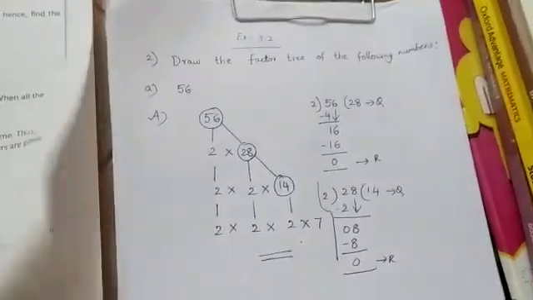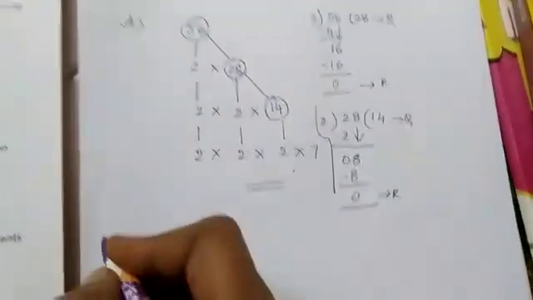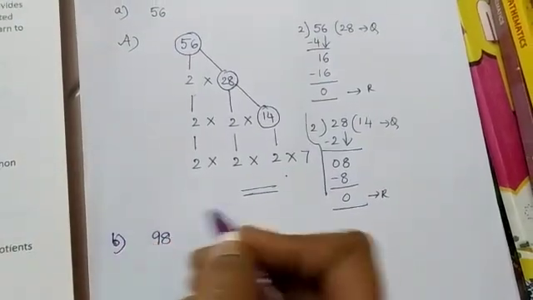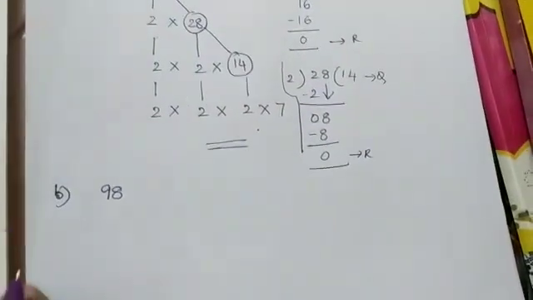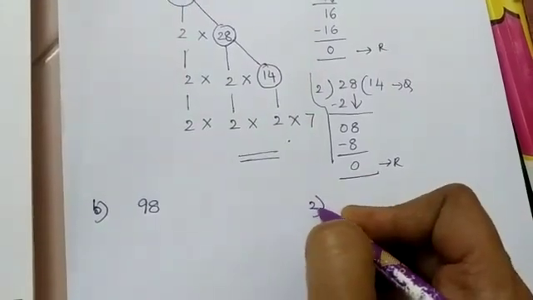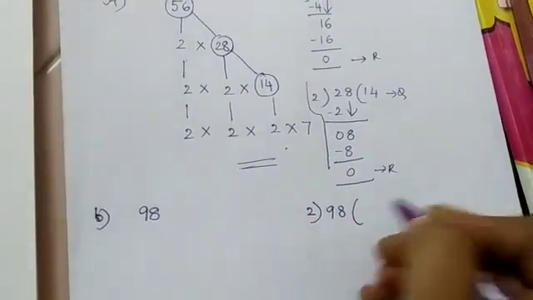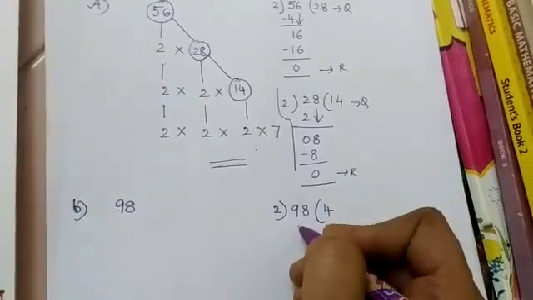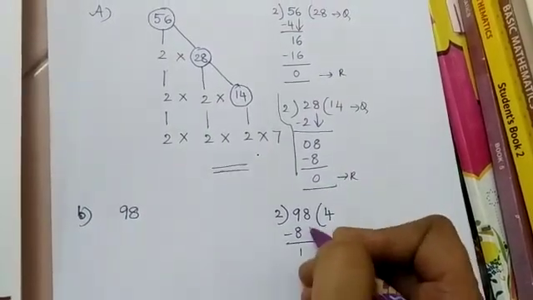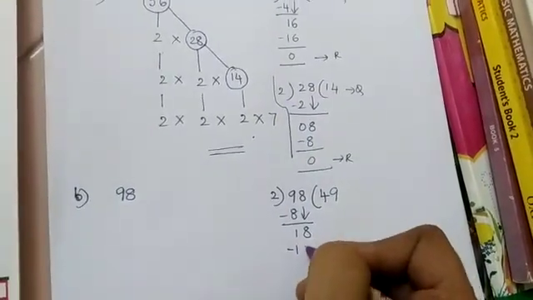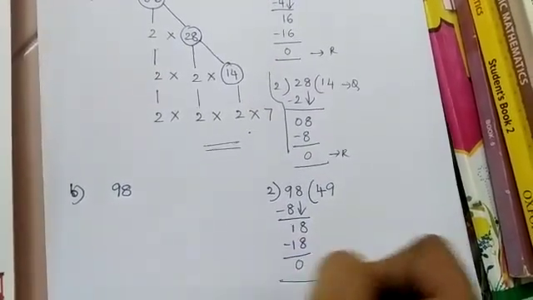Now one more. B1, we have 98. 98 is an even number, so it goes in the 2 table. In the 2 table, 4 times 8 is 8, 1 left, 18. 18 goes 9 times. 18 minus 18 is 0.